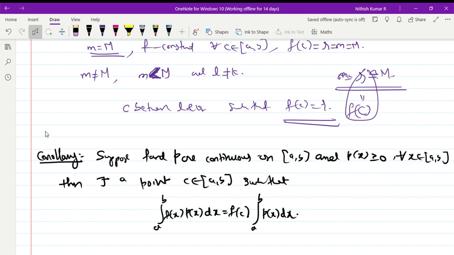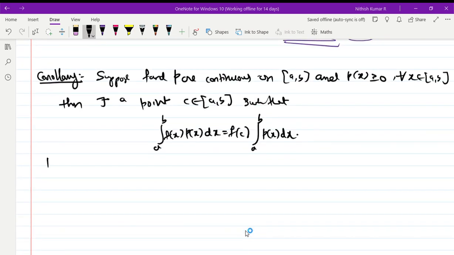That is, if f and p are continuous on the closed interval [a, b] and p is greater than or equal to 0 on [a, b], then there exists a point c between a and b such that the integral from a to b of f of x p of x dx is equal to f of c, for some c in [a, b], times the integral from a to b of p of x dx. So let's see the proof of this.